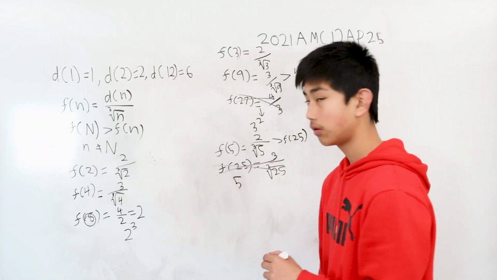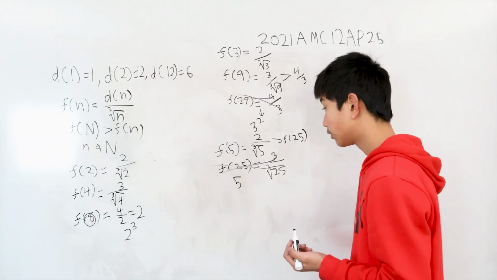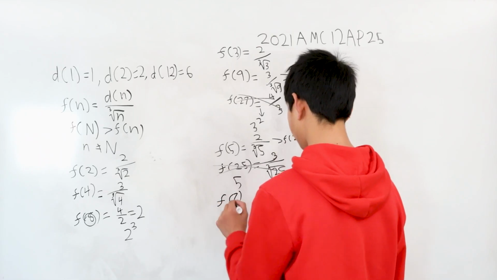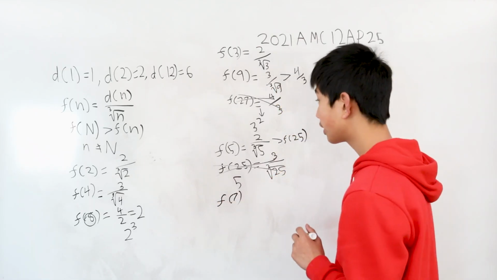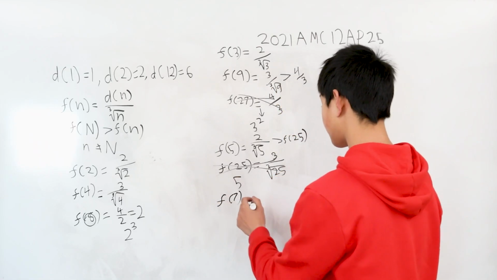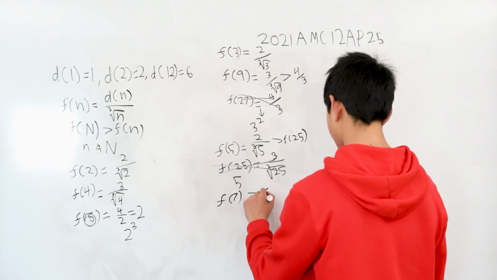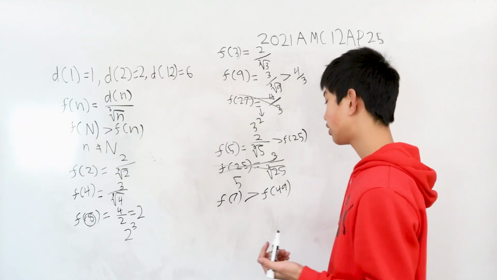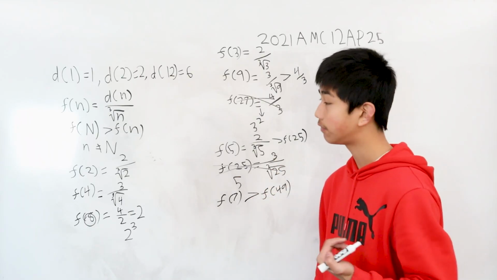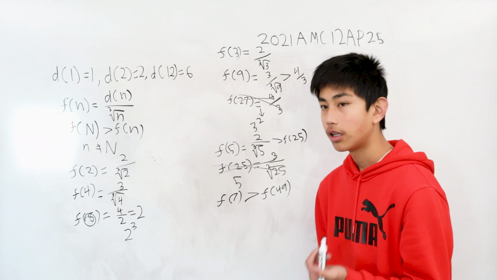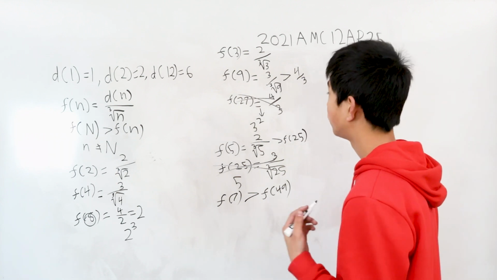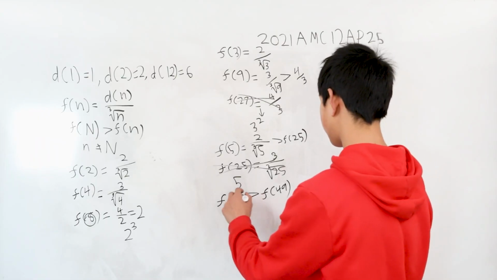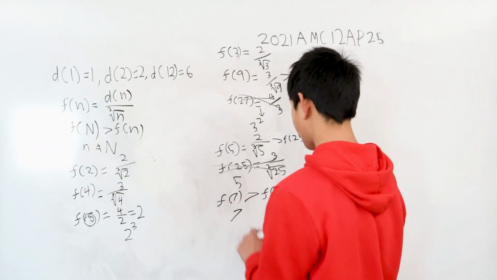Now let's consider sevens. For f(7), you can do this on your own, just plug in the same thing, and you find that f(7) is greater than f(49). This trend continues on to f(11), where f(11) is less than 1, and that will decrease our total value. So our value for 7 is just 7.